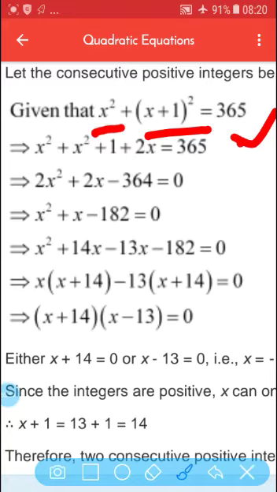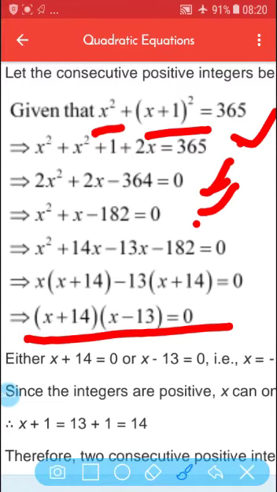Let us arrange 2x² + 2x - 365 + 1 = 364. Let us break it. If you take 2 common, x² + x - 182. So split it into middle terms: x² + 14x - 13x - 182 = 0. So we got (x + 14)(x - 13).